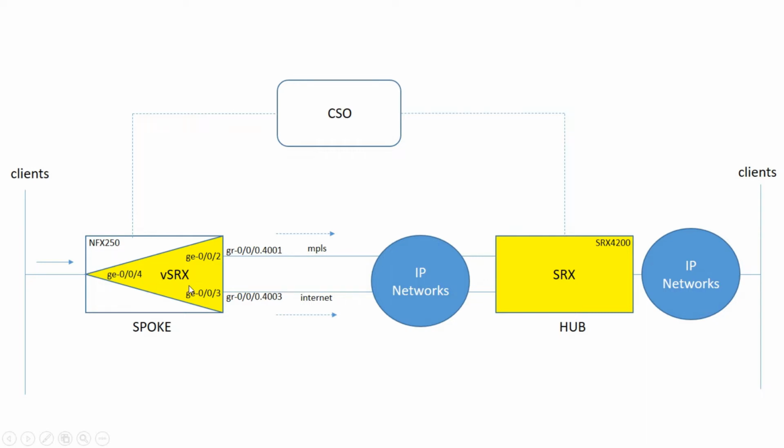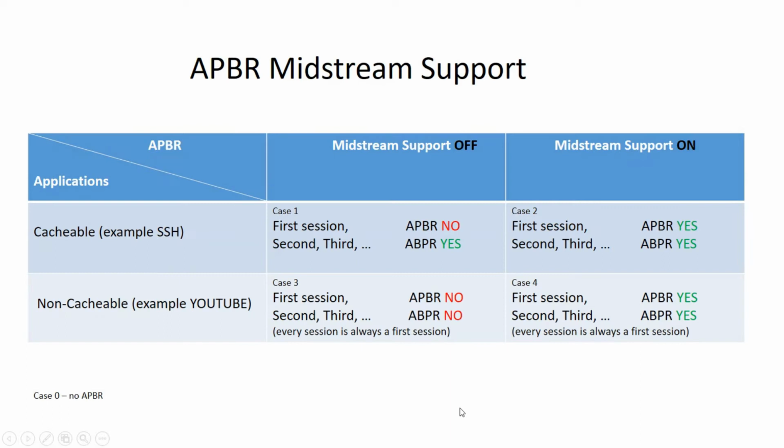onto VSRX. So basically, application-based routing in its essence is the ability to route traffic based on the application. So we will see how this can be achieved and also what happens with applications that are cacheable and non-cacheable. So let me show you the next diagram. So basically, this is what we are going to demonstrate.